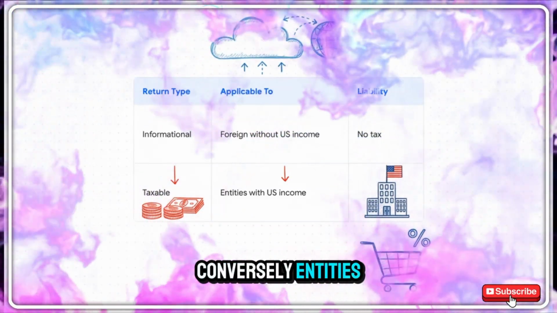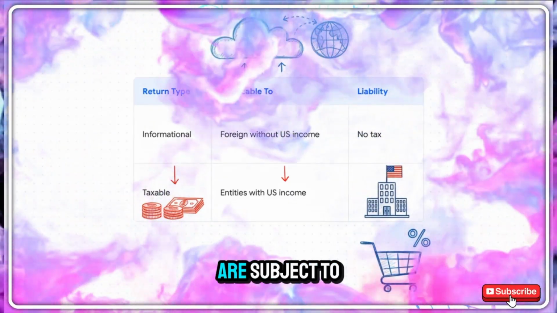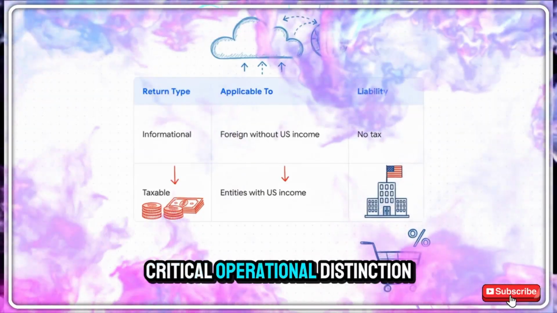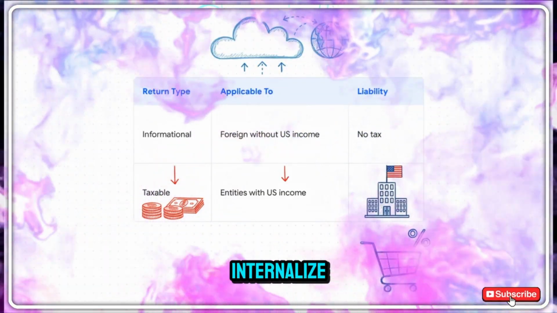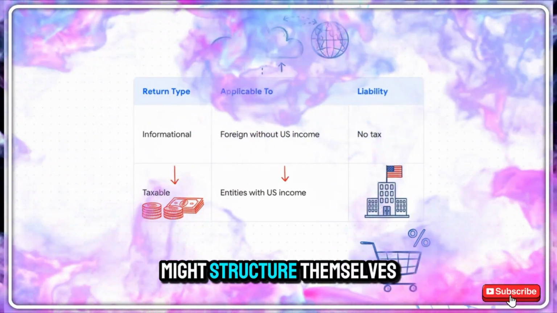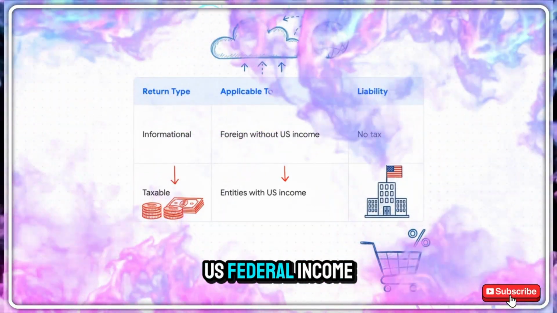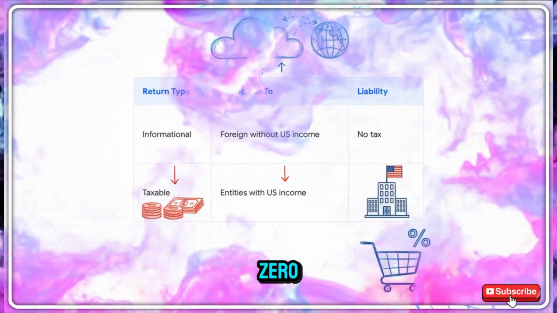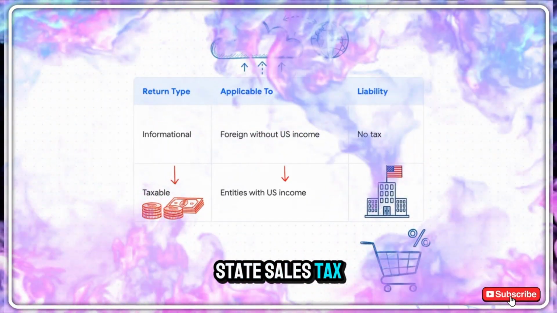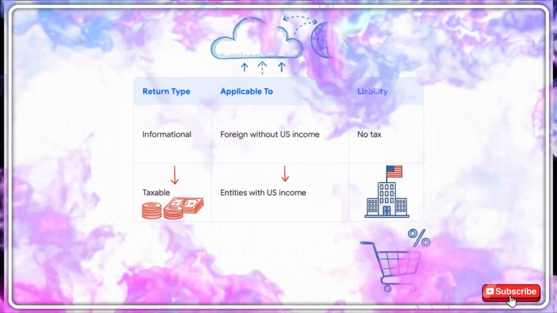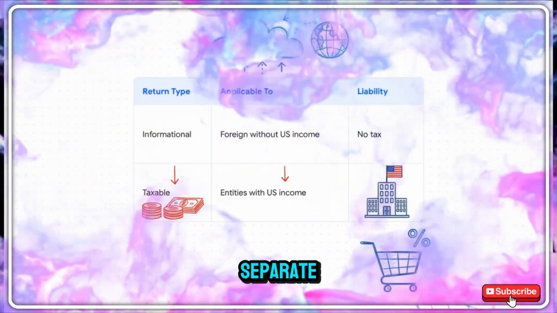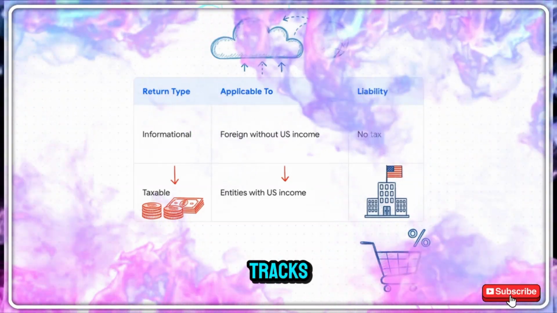Conversely, entities with actual U.S. operations are subject to taxable returns. But here is the absolutely critical operational distinction you need to internalize. While foreign owners might structure themselves perfectly to avoid U.S. federal income tax, that exact same structure provides absolutely zero protection against the state sales tax nexus we've been discussing. Federal income tax and state sales tax operate on entirely separate, completely distinct legal tracks.